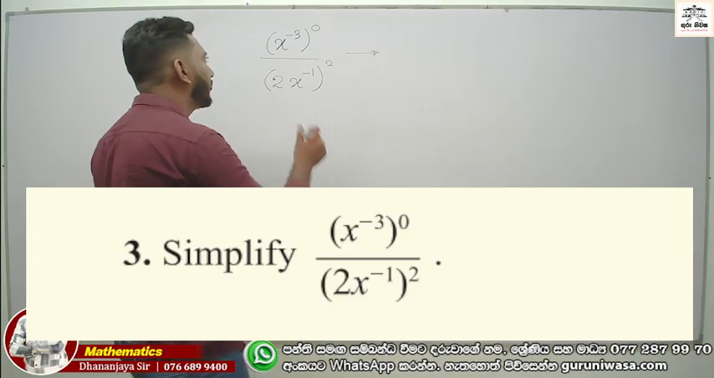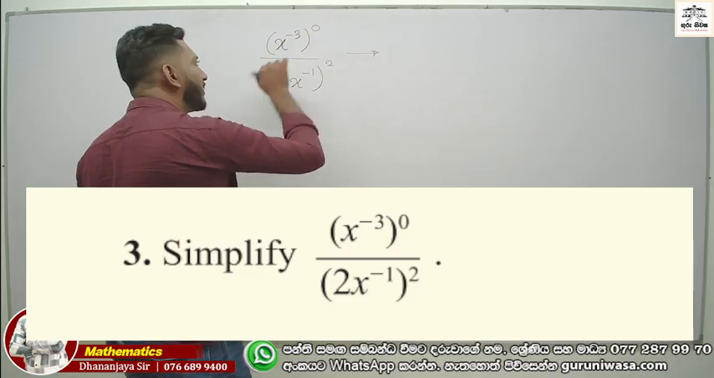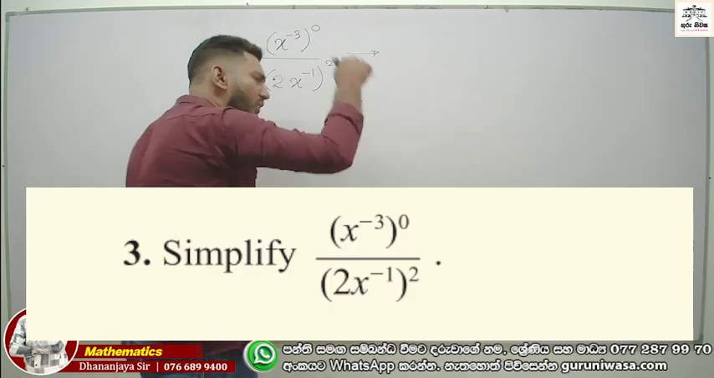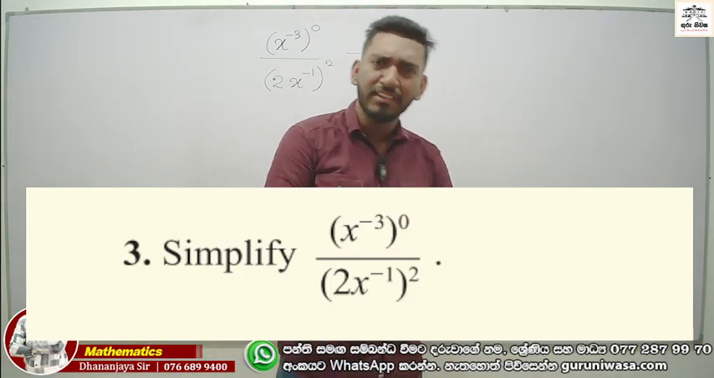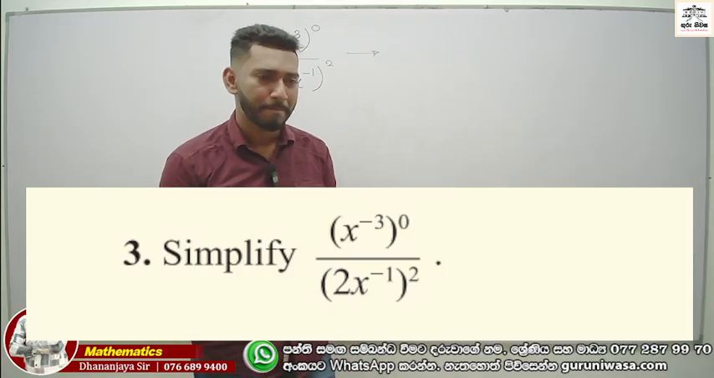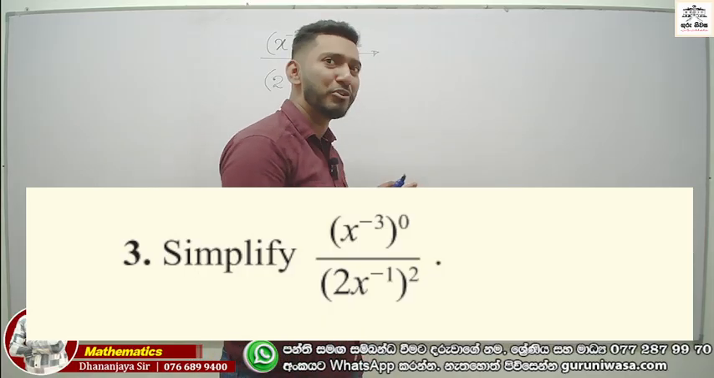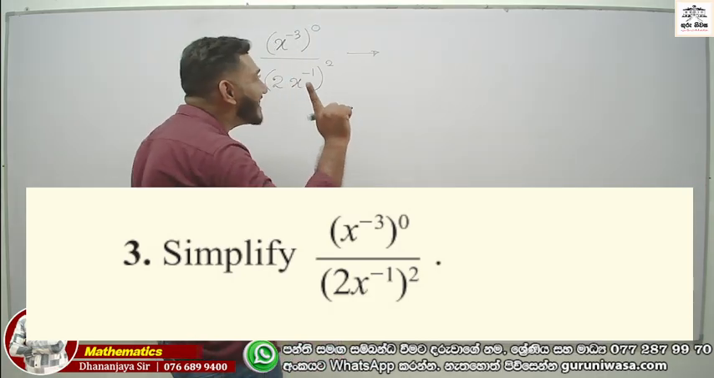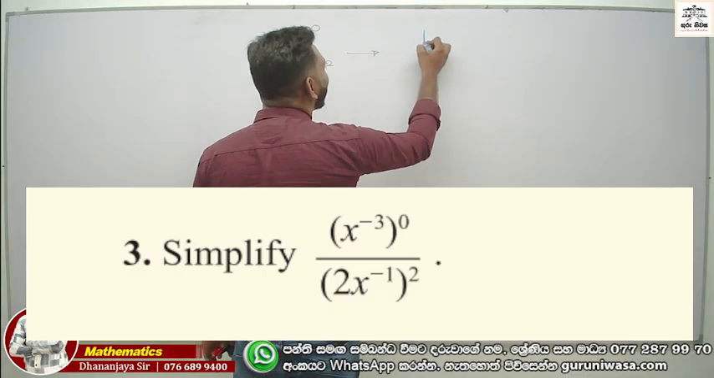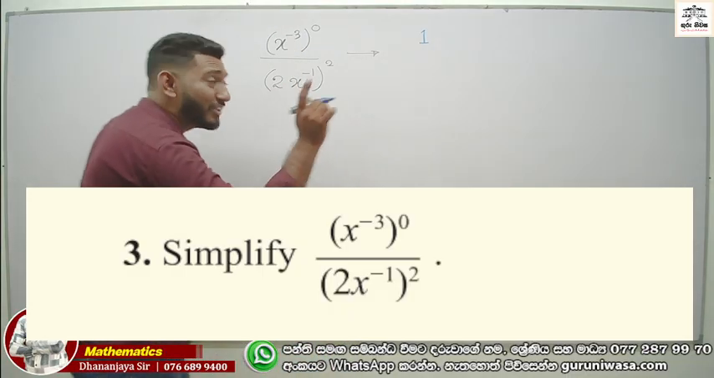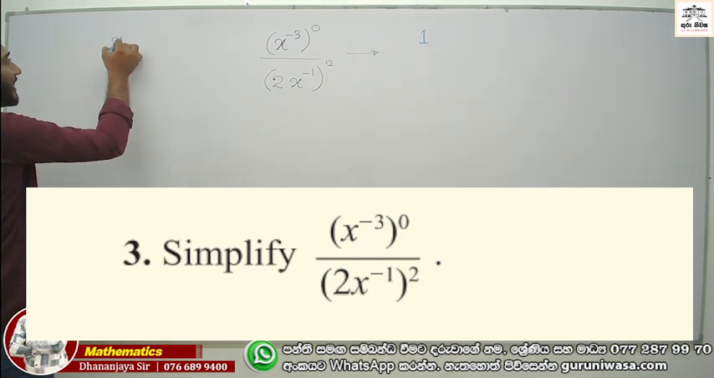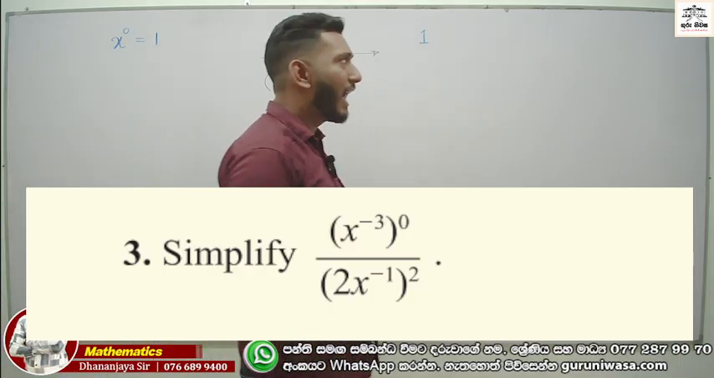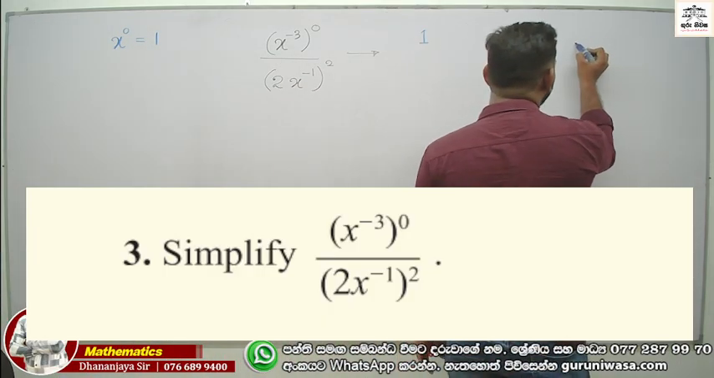Now listen, this is only one term inside the bracket, and you know any term with 0 index, what is the answer? Any term with 0 index. 0? Are you sure? Yeah, it's 1. Listen, as an example, x to the power of 0 is just 1. And I prove it like this.